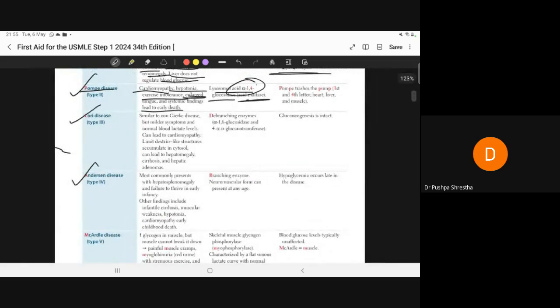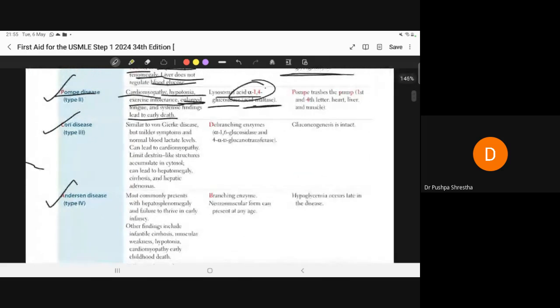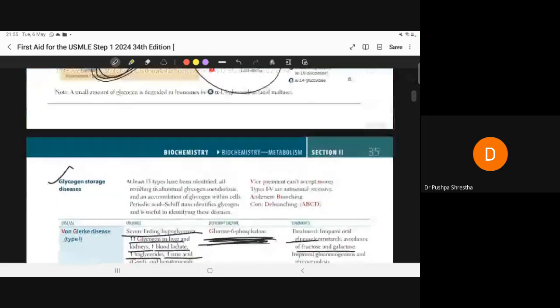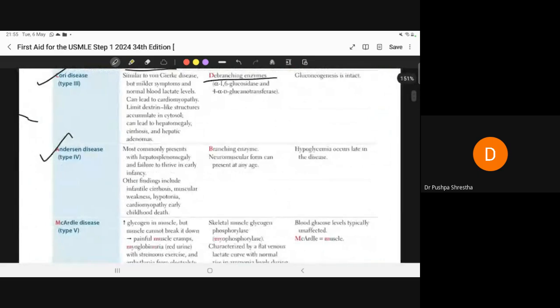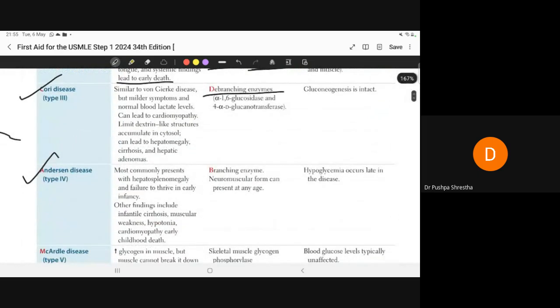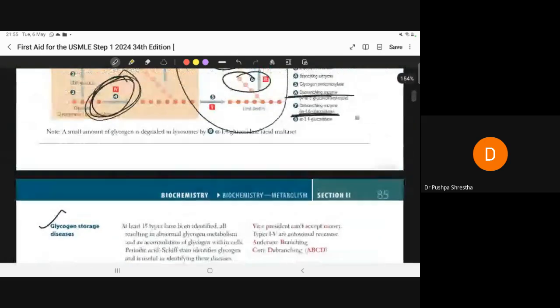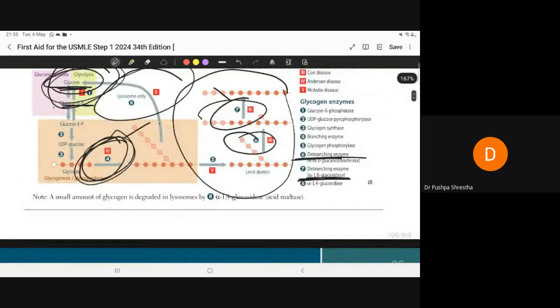In this Cori's disease, what happened is that you have a problem with the debranching enzyme. Either this or either this. If you see this whole thing, the only problem you have is with the debranching enzyme, right? It means initial glucose molecules can be utilized for maintaining the blood glucose level, right?